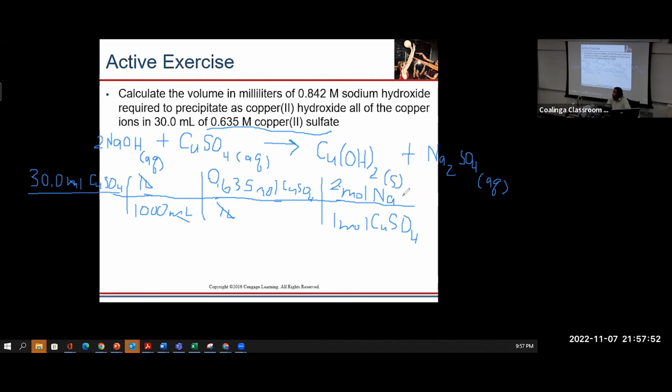Question? Okay. So again, this allows us to have moles of sodium hydroxide.